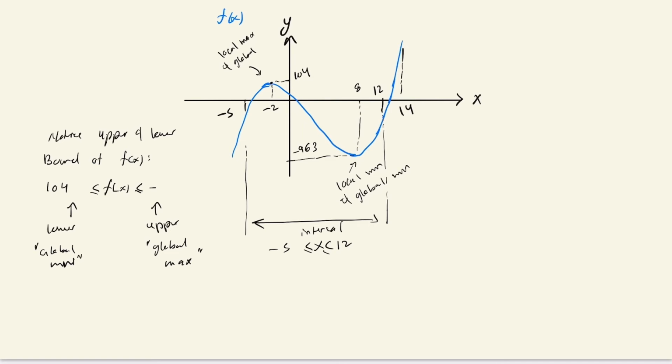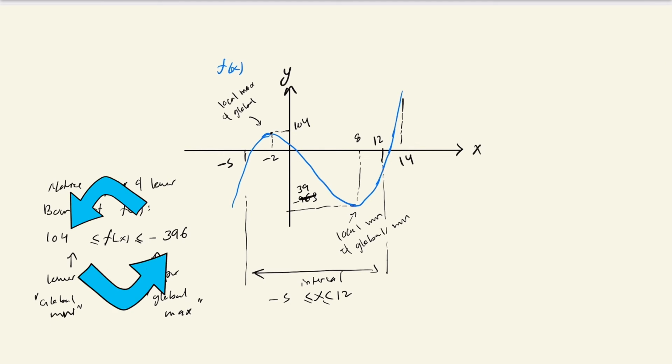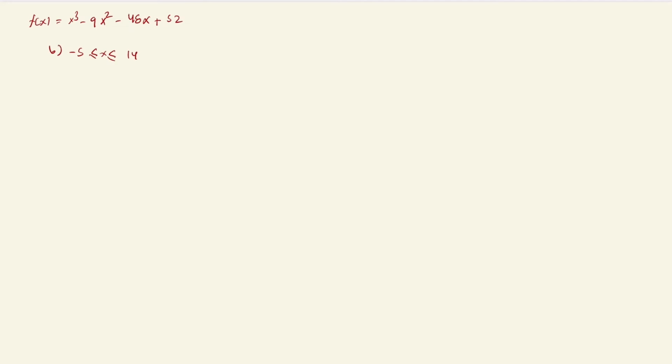It should be the opposite. Now for part B, we have the interval between minus 5 and 14. Here, this is again a closed interval, so we're going to follow the steps of a closed interval. So first, to find the critical points from part A, our critical points are minus 2 and 8. These both are on the interval given, that is from minus 5 to 14.